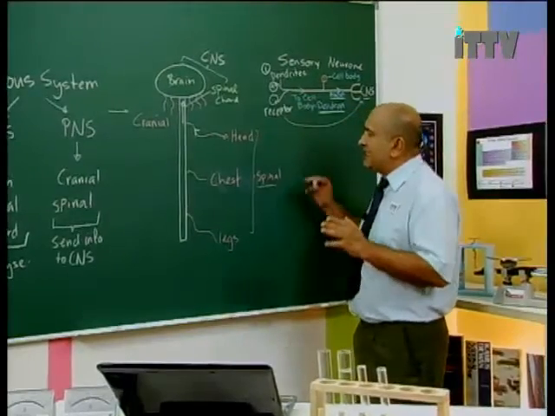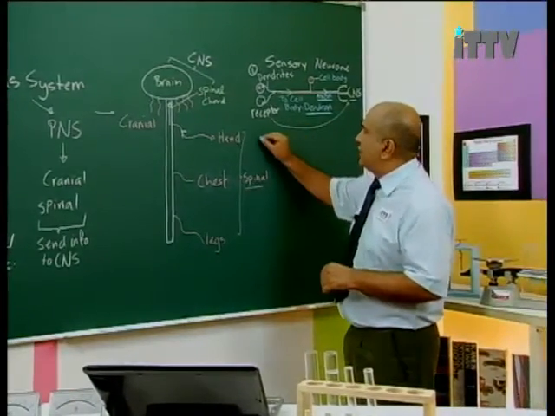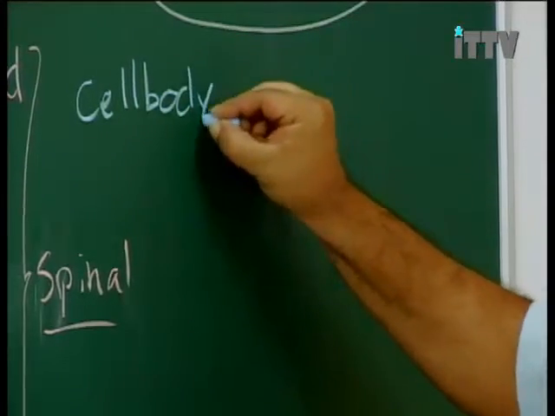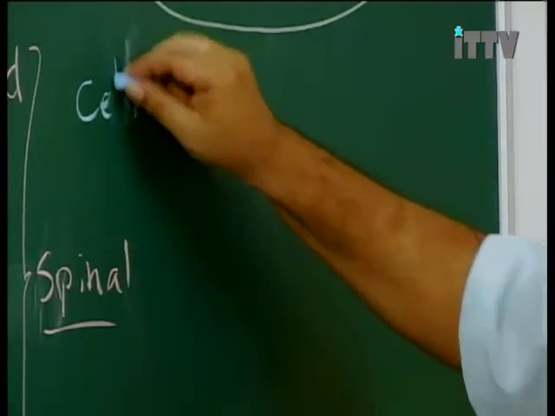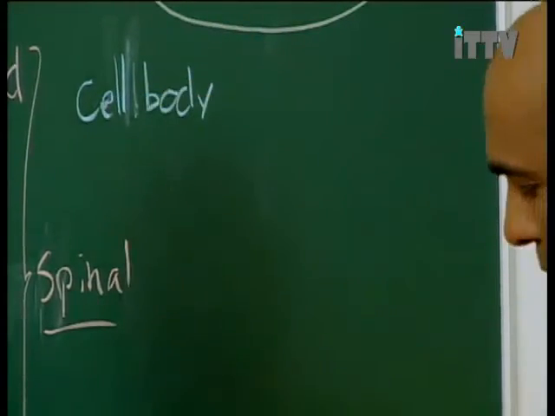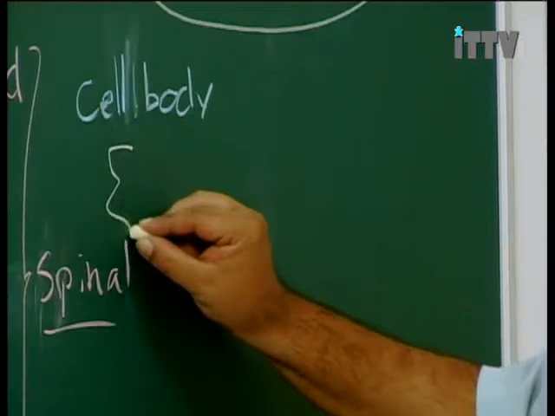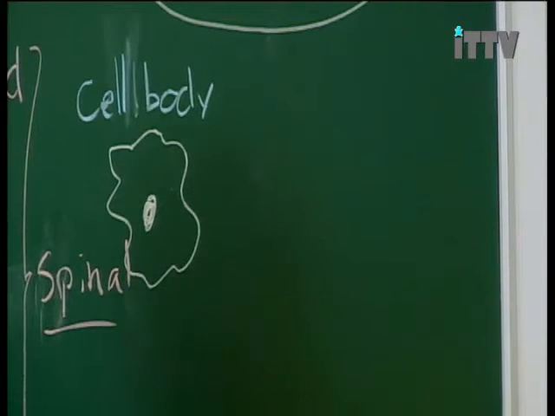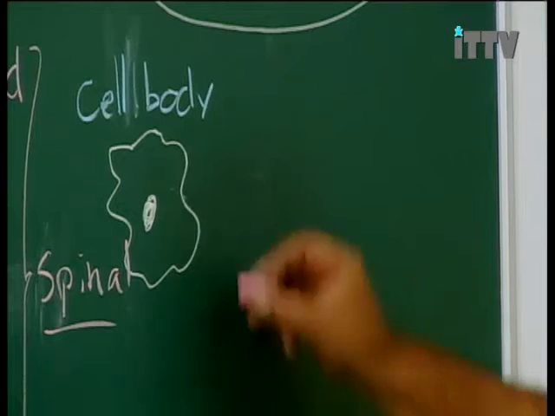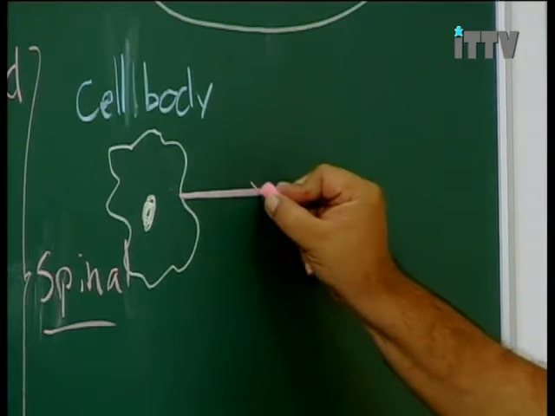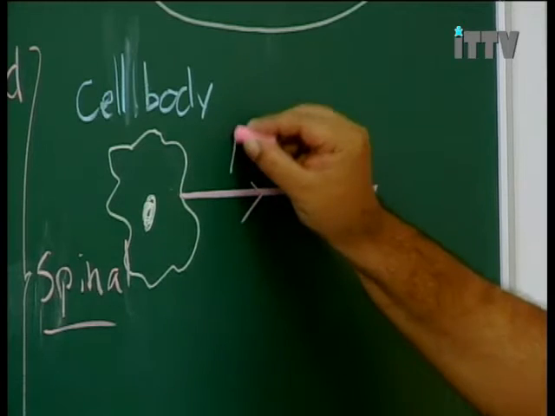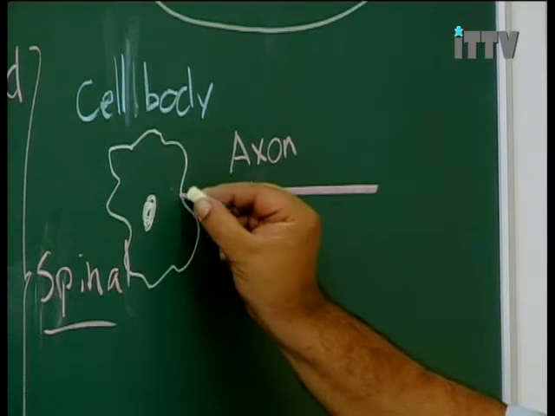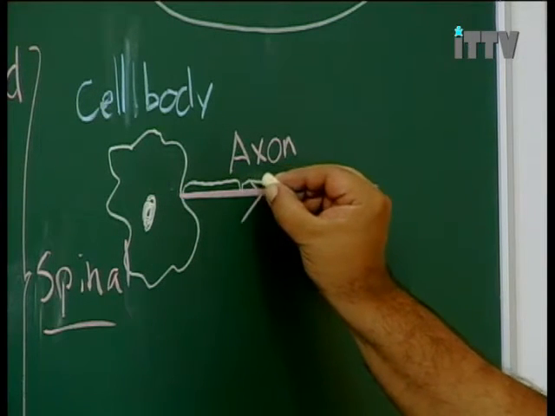Now, a motor neuron is slightly different. It starts with the cell body, which we will sketch like this. So coming out from the cell body, we're going away from the cell body. So here we have the axon. Now, remember the axon, as we said earlier, has a sheath on top of it.